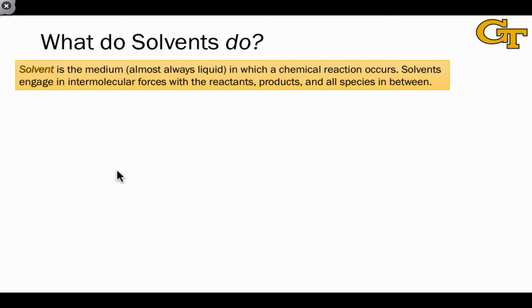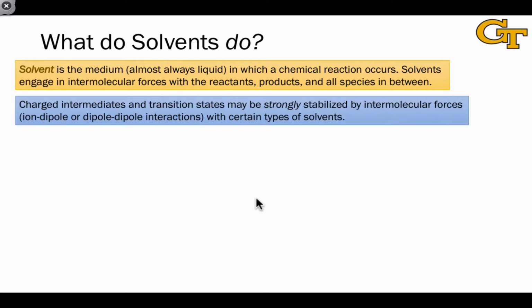What is their purpose in chemical reactions, and how can we envision the solvent's role on a molecular level? So solvent is the medium in which a reaction occurs, and it's almost always liquid, and the solvent molecules engage in intermolecular forces with the reactants, products, and all species in between. The solvent molecules are in such high concentration that they're always engaging with the reactants as they progress to products.